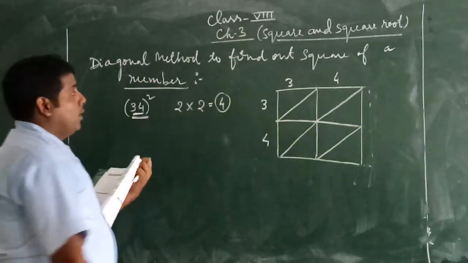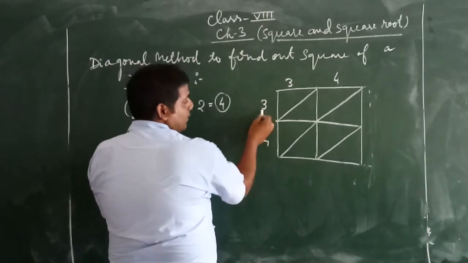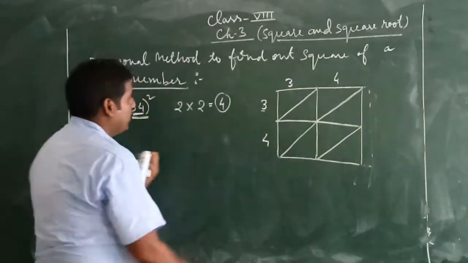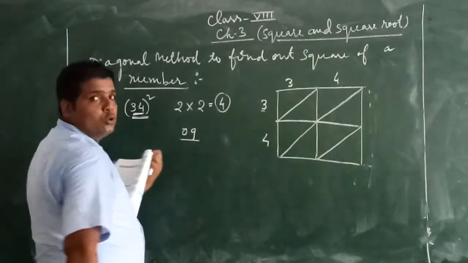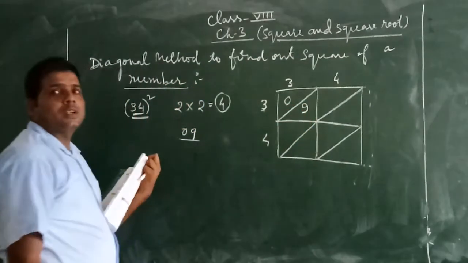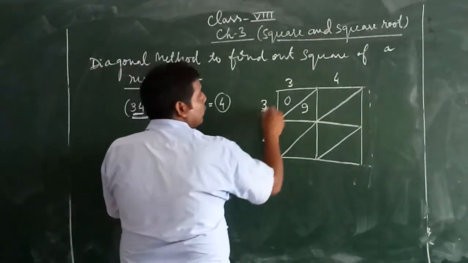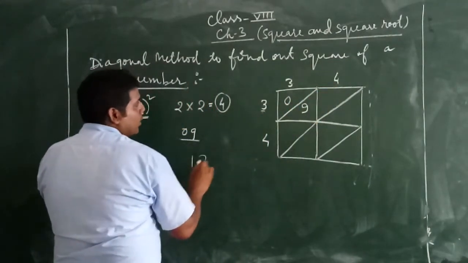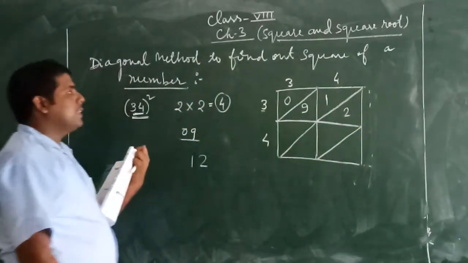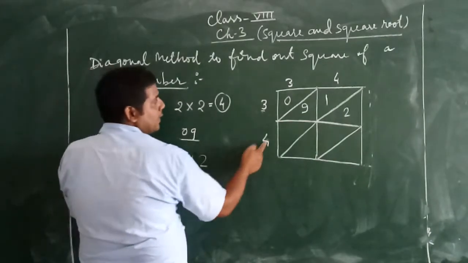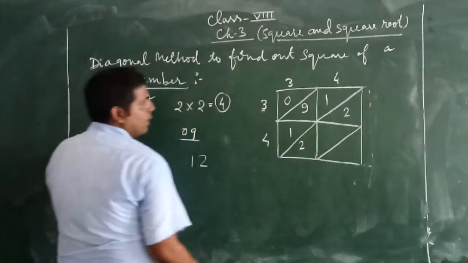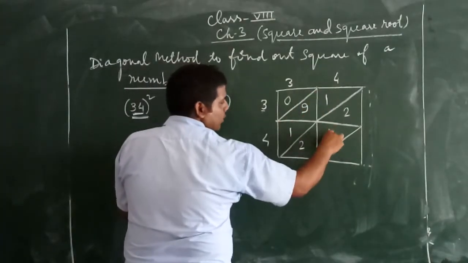Okay. Now by applying multiplication from 3 to 3, 3 3s are 9, so put 0 here and 9 here. Now multiply 3 to 4, 3 4s are 12, so 1 here and 2 here. In the same way, we multiply 4 to 3, that is 12, so 1 here and 2 here. Now 4 4s are 16, so place 1 here and 6 here.